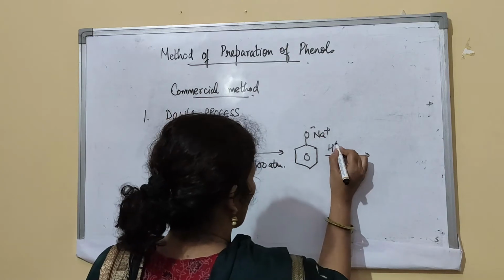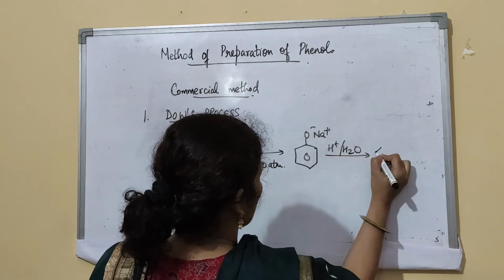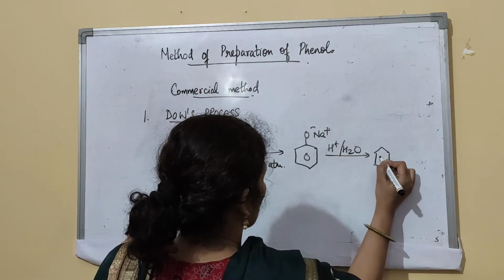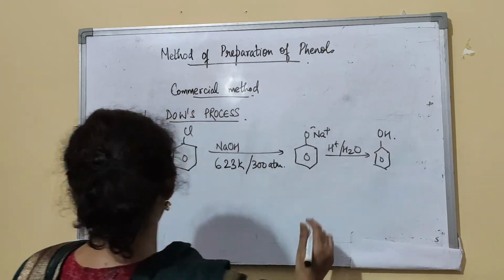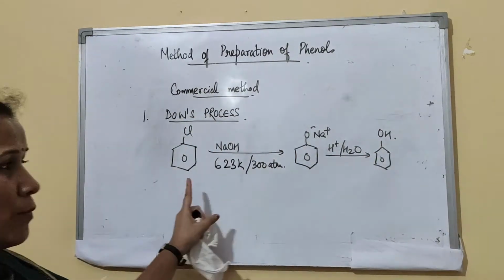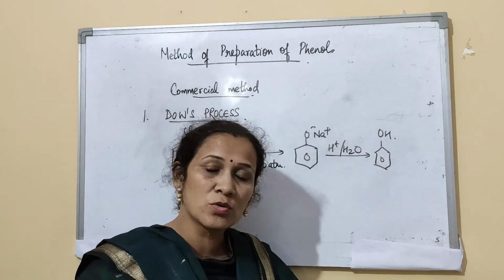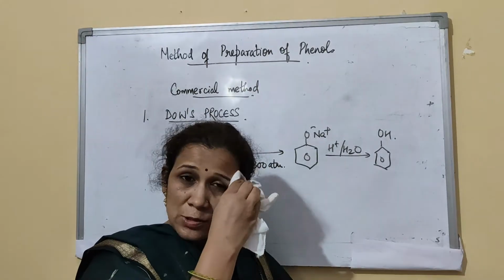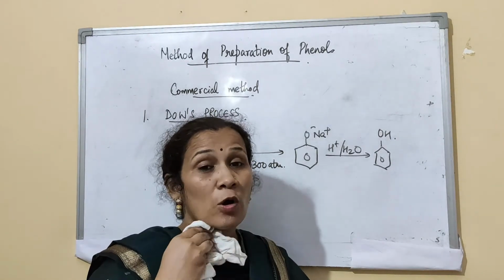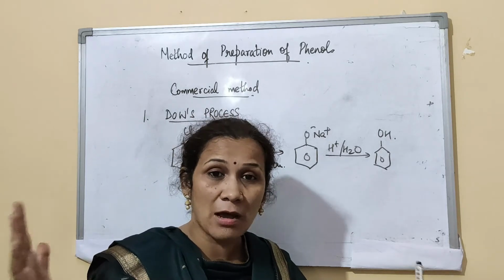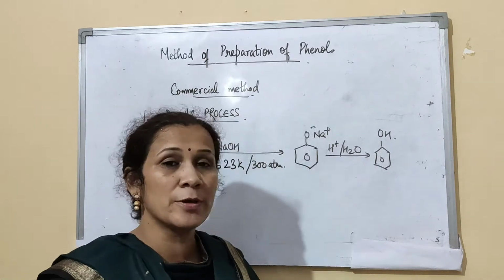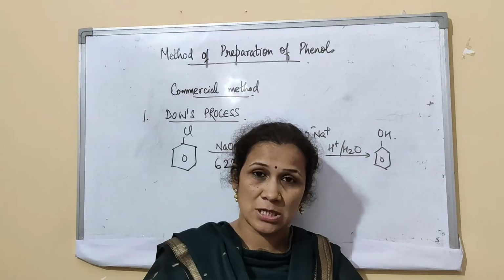Again do acidic hydrolysis and we get phenol. So this is how we convert chlorobenzene to phenol, and the process is known as Dow's process. It is used to make phenol on a commercial scale. If you want to produce it in a very large quantity, you will be utilizing Dow's process for that.